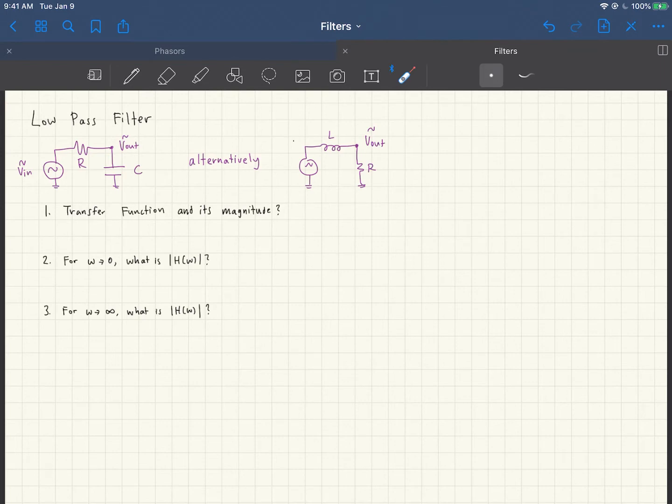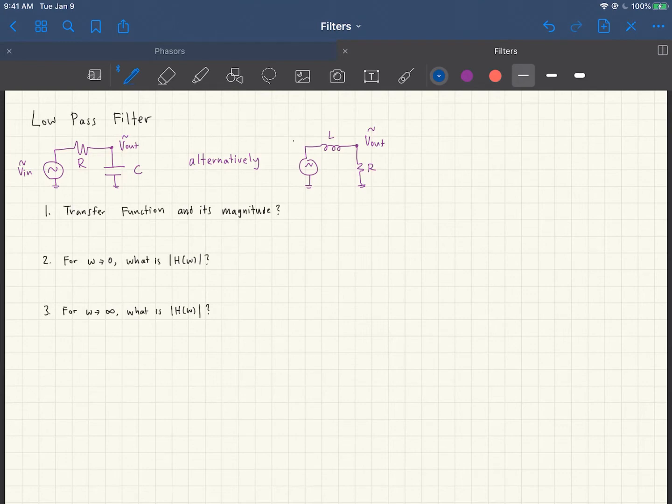Let's take a look at low-pass filters now. So a low-pass filter can be designed by putting a resistor first, then a capacitor, or an inductor first, then a resistor, and we measure the output between the resistor and the capacitor. For all of these problems, we're going to use the resistor-capacitor model instead of the inductor-resistor model. The math is more or less the same, but we'll just stick to one for now.